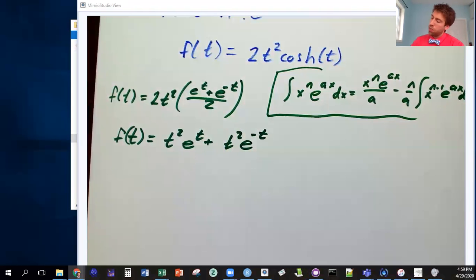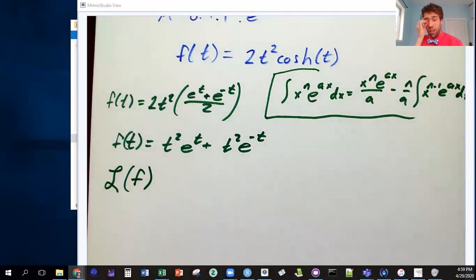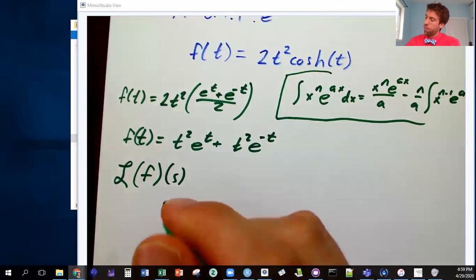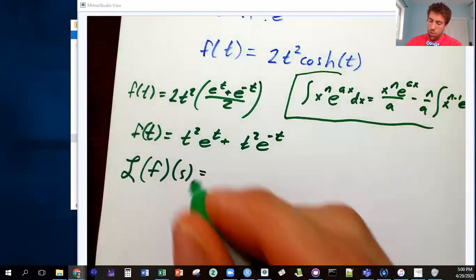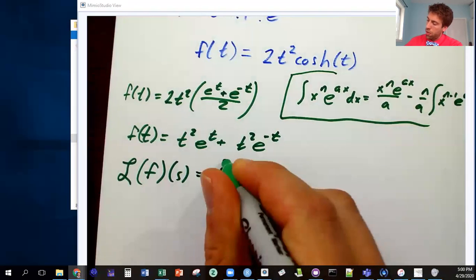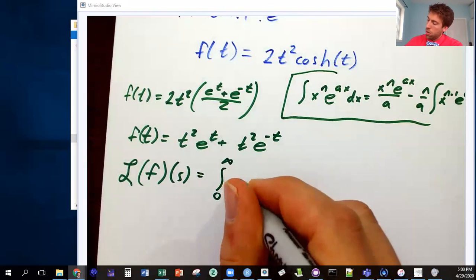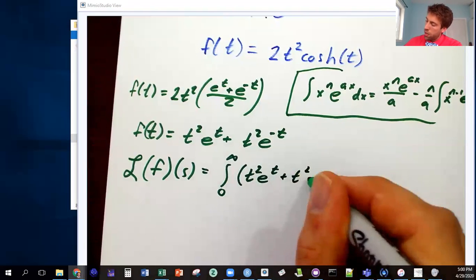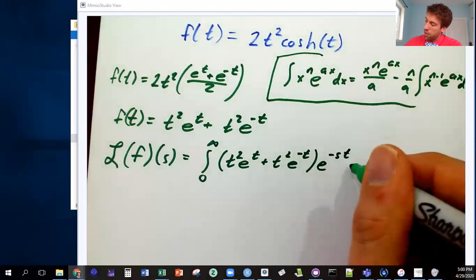Now we take a Laplace transform. So the Laplace transform, fancy L of f, is a new function, defined on numbers s. We're assuming s is greater than or equal to 0. So the Laplace transform of f of s equals the integral from 0 to infinity of this function times e to the negative st. So t squared e to the t plus t squared e to the negative t, times e to the negative st, dt.